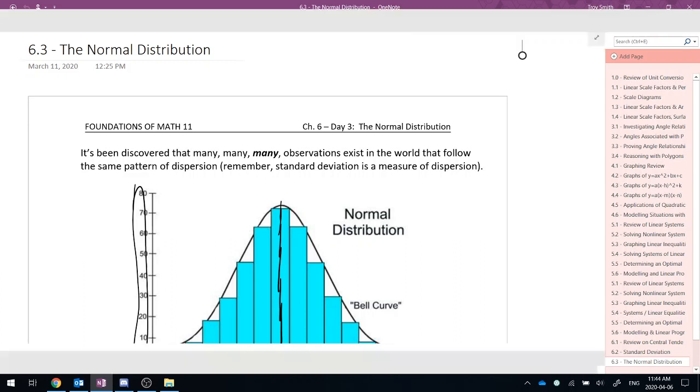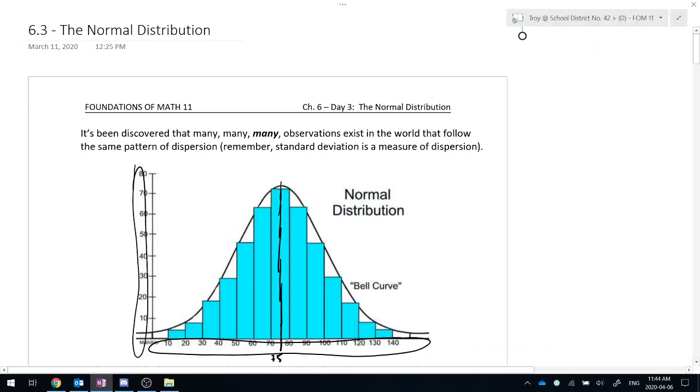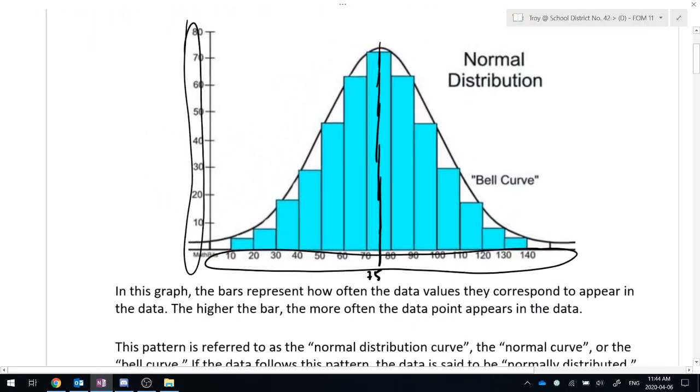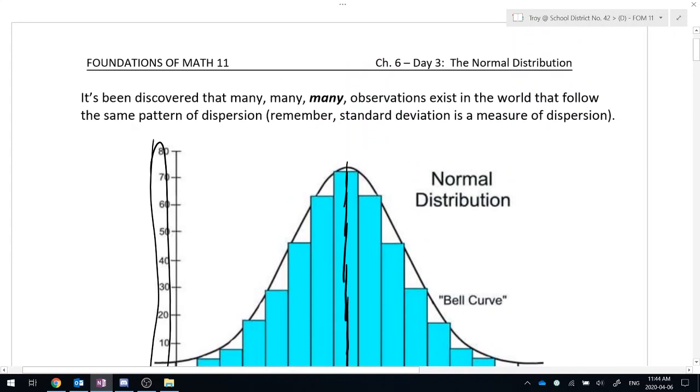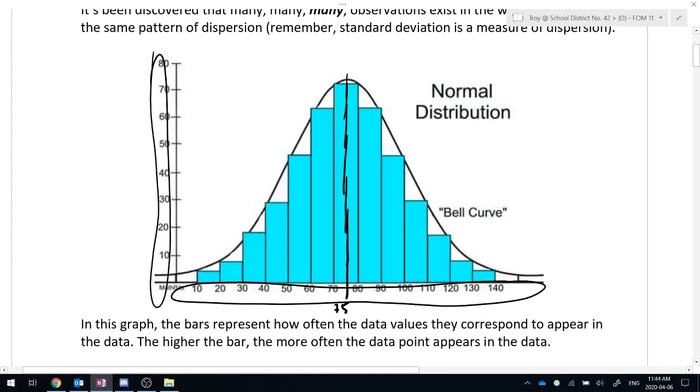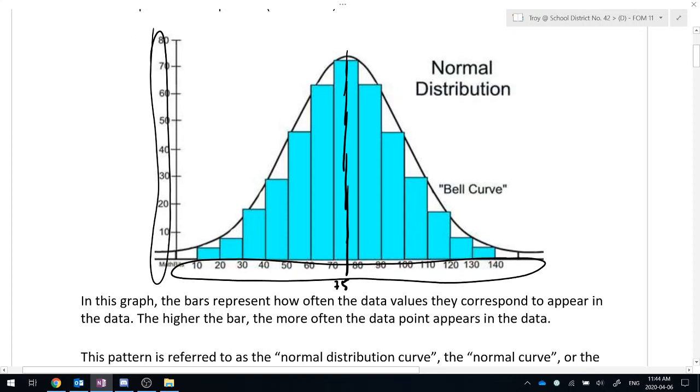Hello, everybody. So let's take a look at the remaining portion of section 6.3. Hopefully last week you spent some time working through the first little bit of 6.3. Of course, we took a look at our standard or our normal distribution, which is our bell curve.